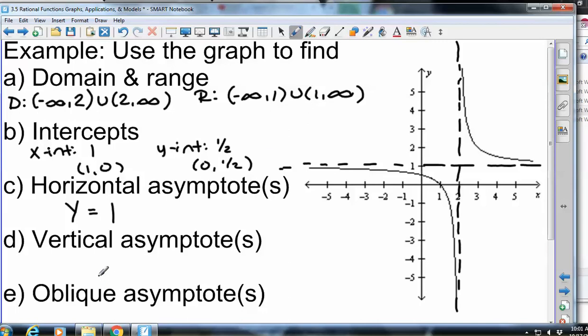What's our vertical asymptote? So how would I write that? You notice x equals 2, that's where we had a break in our domain values. Does this one have an oblique asymptote, a slanted line we're getting close to? No. Okay. Questions on that?